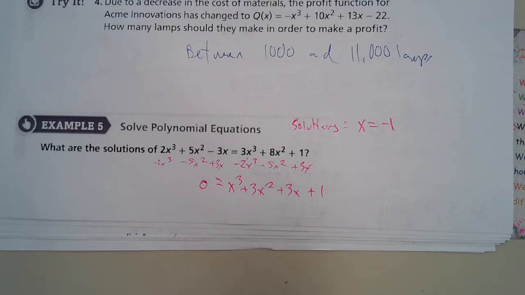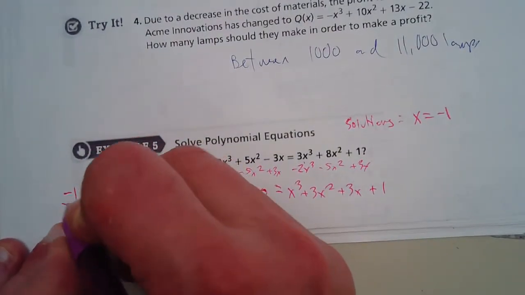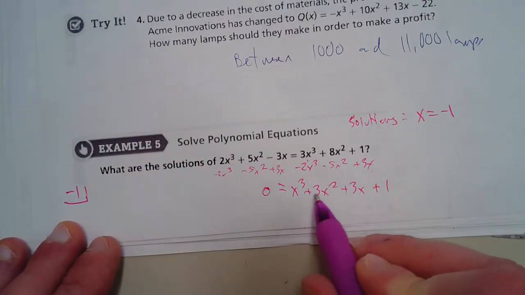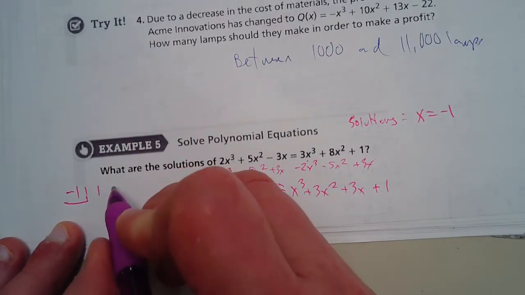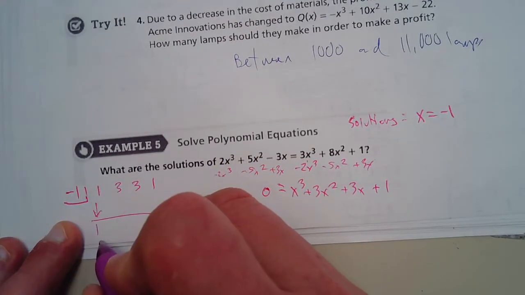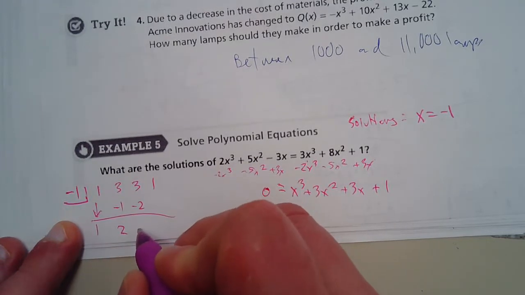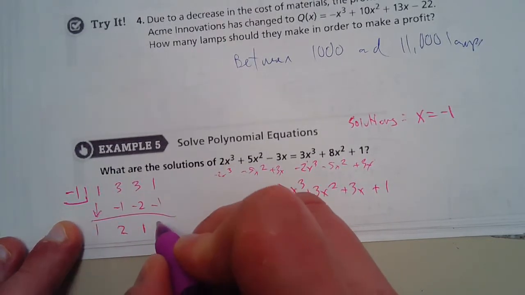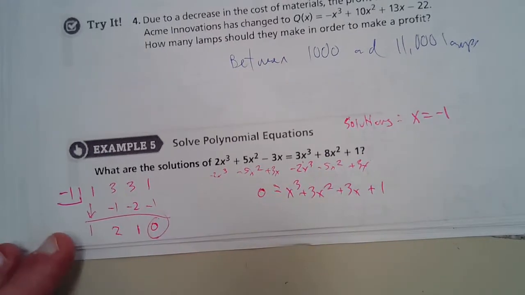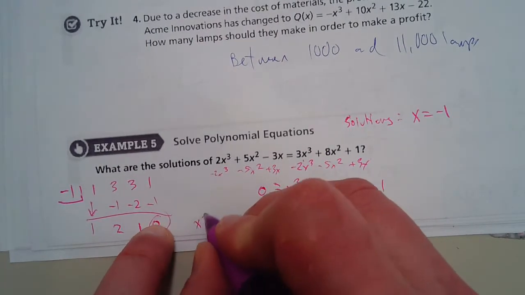If you remember the ones we did with the quadratics, that's kind of where I'm at. So I'm going to take -1. I'm going to do it over here where I've got some space. I'm going to take my coefficients and do my synthetic division. So 1, 3, 3, 1. All right, so we multiply, and we add, and we multiply, and we add, and we multiply, and we add. Okay, good. So what is this? This is x squared plus 2x plus 1.